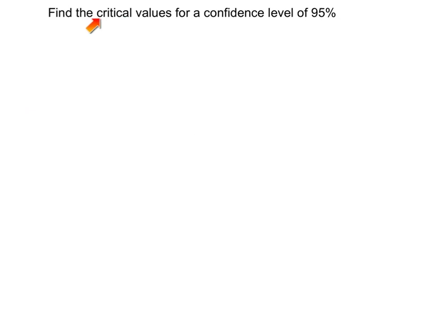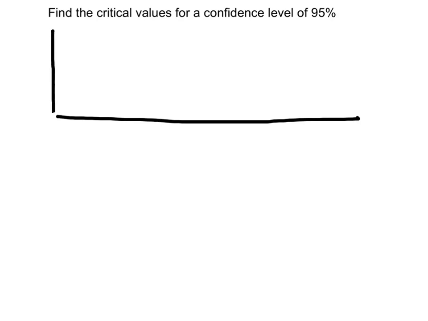All right, let's look at finding the critical values for a confidence level of 95%. So our critical values are z-scores. To create a visual, here I'm going to draw a normal distribution. Imagine this is a normal curve.